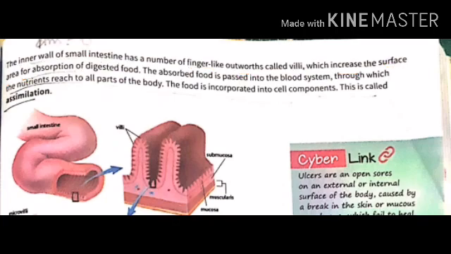The walls of the small intestine are specialized to absorb the nutrients from the digested food into the bloodstream. The blood then delivers these nutrients to all parts of the body, or we can say to each and every cell. And in cells, nutrients are incorporated into cell components and used to provide energy for growth and repair. This is known as assimilation.